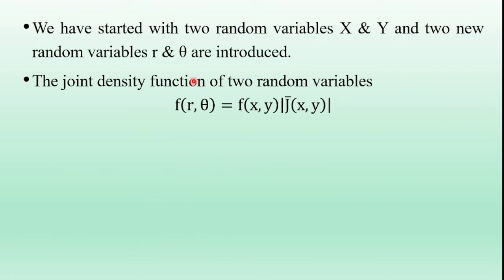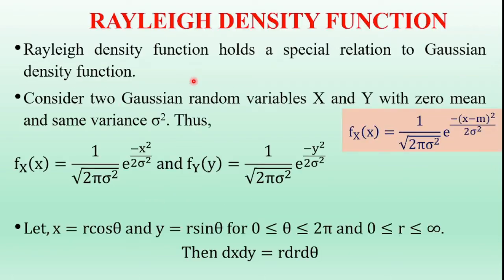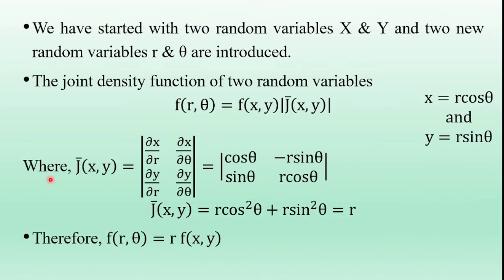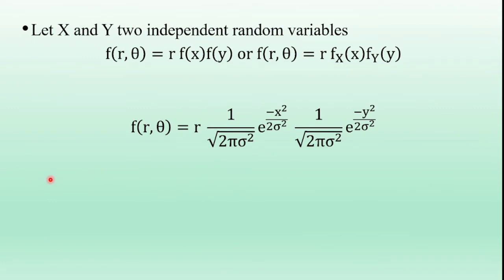So now here this is the f of x value and this is the f of x value and this is f of y value, and substitute this f of x and f of y values into this equation. We get f of r comma theta is equal to r into fx of x, which is 1 by square root of 2 pi sigma square e power minus x square by 2 sigma square.